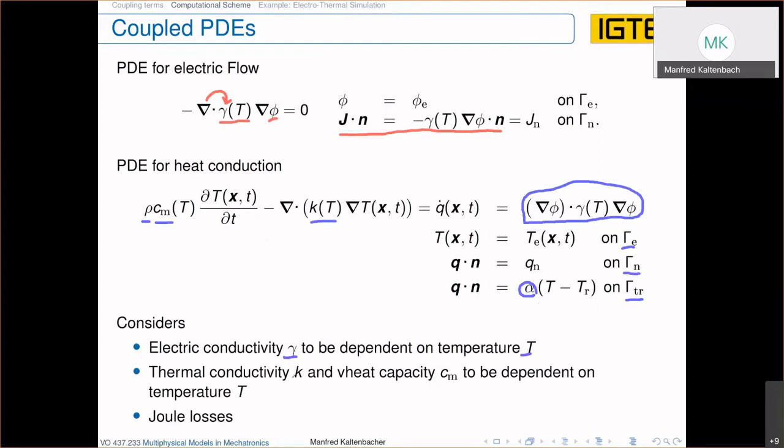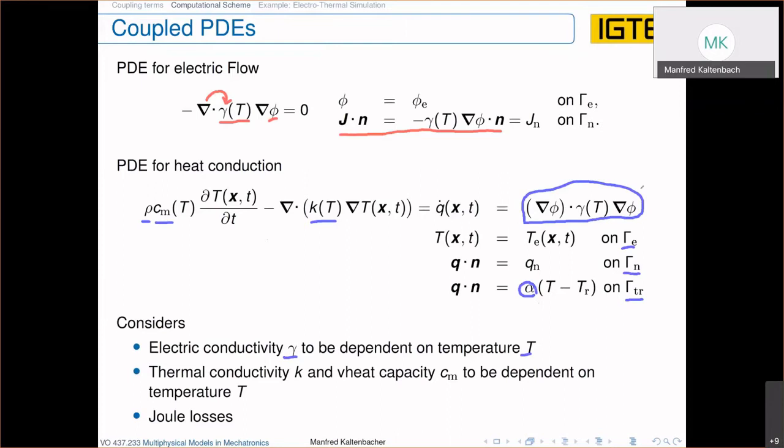And we have the thermal conductivity K, and we have the heat capacity Cm, and these two may also depend on the temperature. So the partial differential equation of the heat conduction itself, in this case, would be a nonlinear partial differential equation. And as the direct coupling from the electric flow to the heat conduction, we clearly have the Joule's losses, which we already have written here on the right hand side of the partial differential equation for heat conduction.